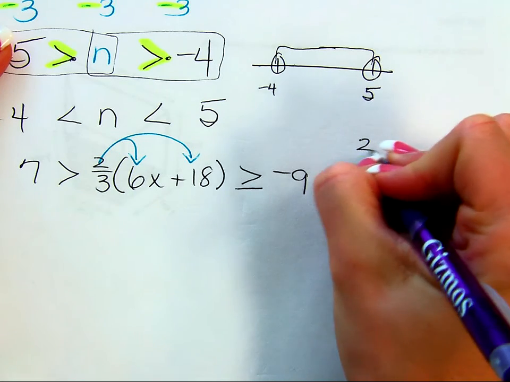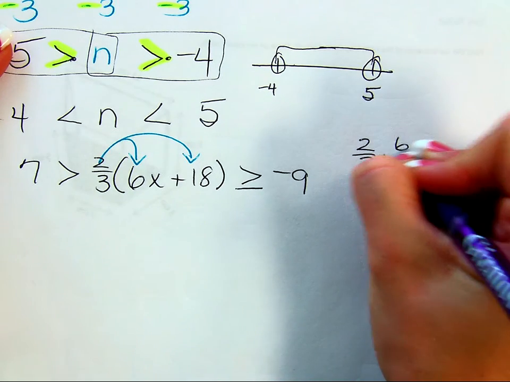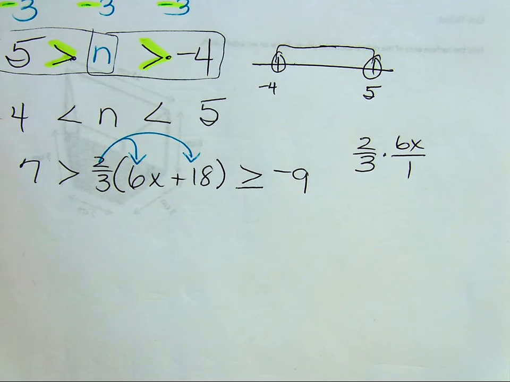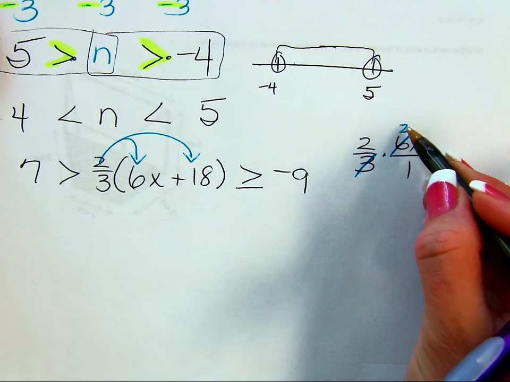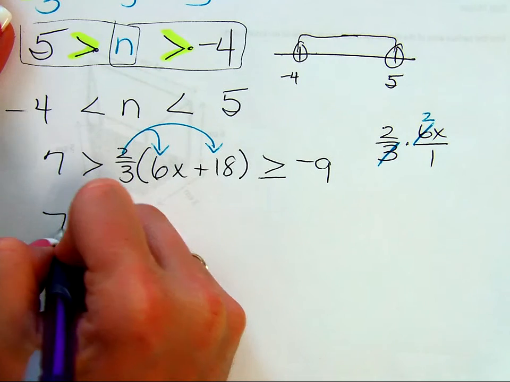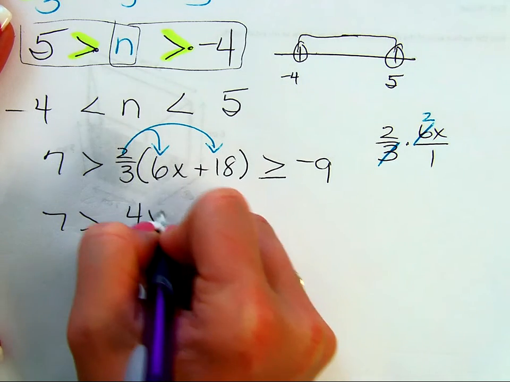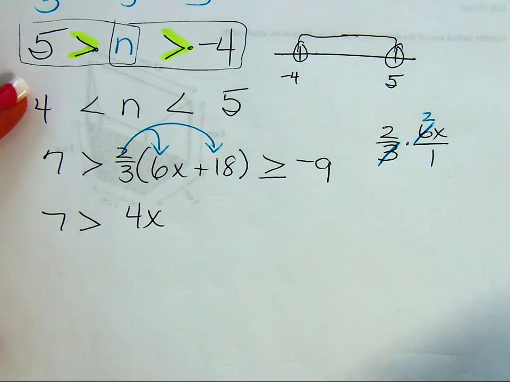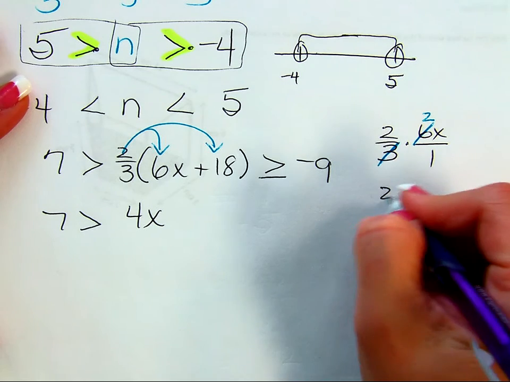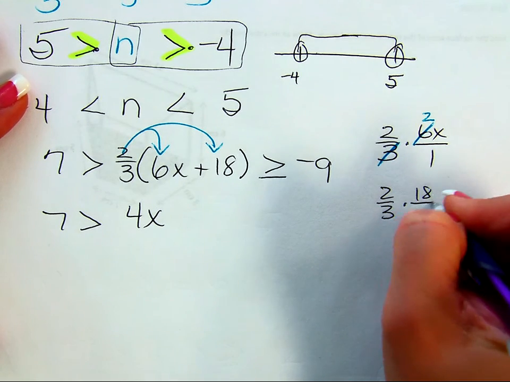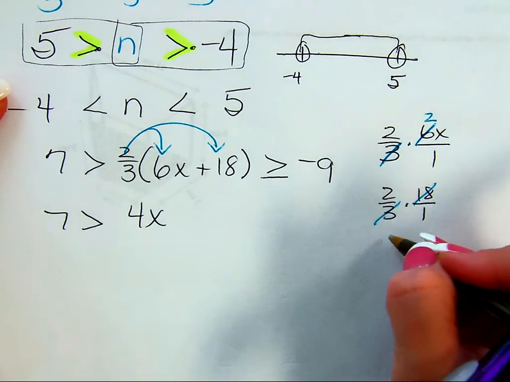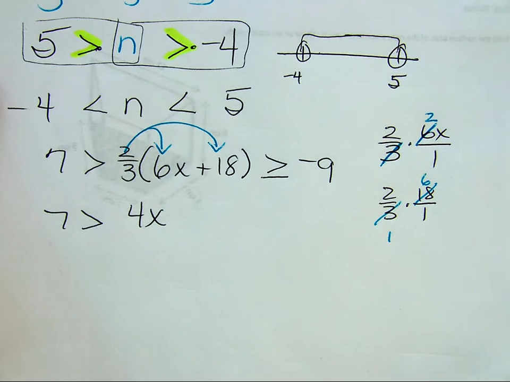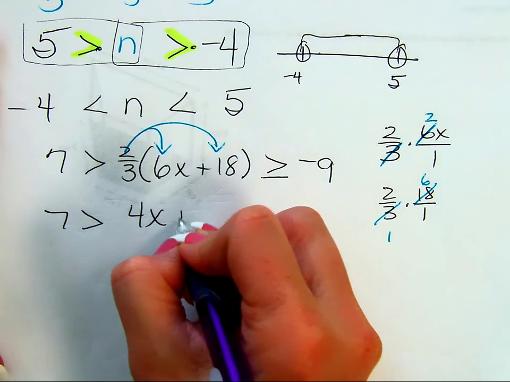So 2/3 times 6. Cross cancel, right? So 3 goes into 6 twice. And 2 times 2x is 4x. Now do 2/3 times 18. And cross cancel that. 3, 1, 6. So what's that? Plus 12.